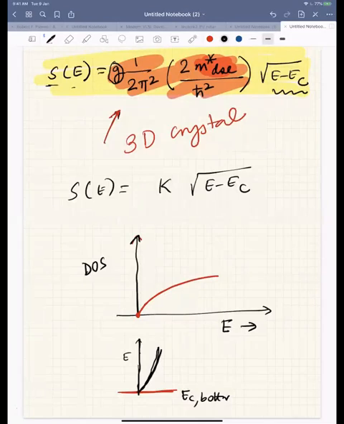Sir, in the case of gallium arsenide, it is a direct band gap. The conduction band minimum is at K equal to zero, and K equal to 0 is the center of the Brillouin zone. So your conduction band minimum and valence band maximum both happen at K equal to 0. So here the kinetic energy will be zero. K equal to 0 means the crystal momentum is zero, which means the kinetic energy is zero, right?